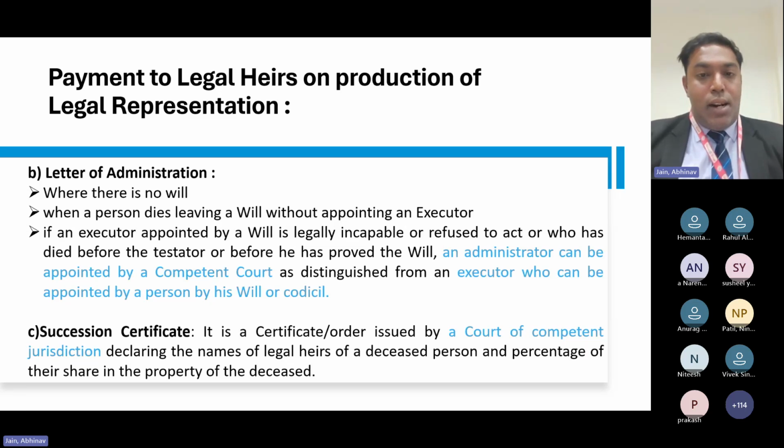Next, succession certificate. It is a certificate or order issued by a competent court under its jurisdiction, which declares the names of legal heirs of the deceased person and the percentage of their share in the property of the deceased. Suppose a customer brings a certificate from the court, and the certificate mentions the share of the property of each individual successor. That certificate is named a succession certificate. Please do understand the difference between letter of administration and succession certificate.